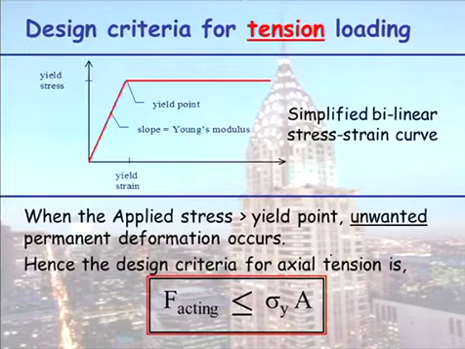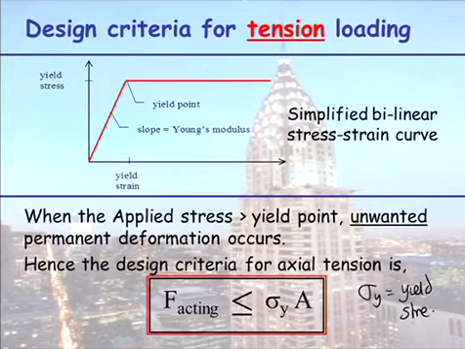So the design criteria for tension loading, members in tension, very simple. When the applied load is greater than the yield point, the yield stress, we have unwanted permanent deformation occurring. So the design criteria is simply that the force acting has to be less than sigma y A, and sigma y is of course equal to our yield stress. So this yield stress value you will generally be given.